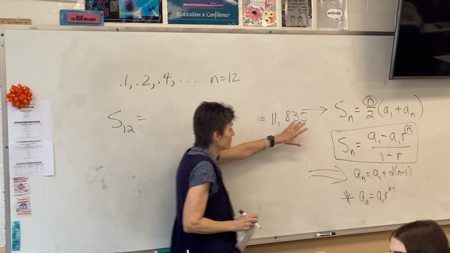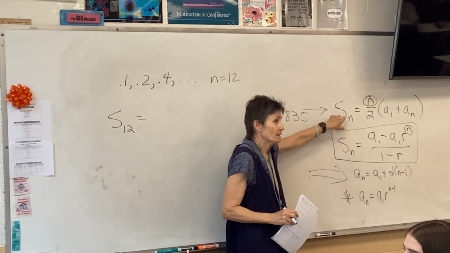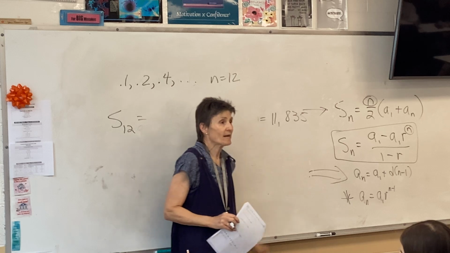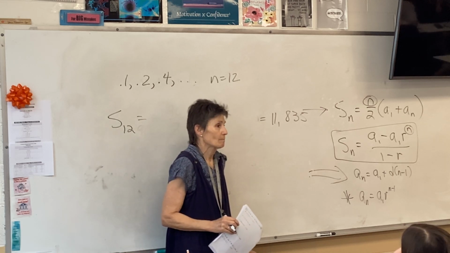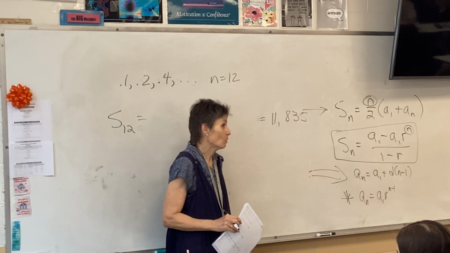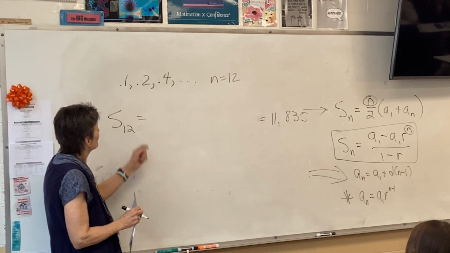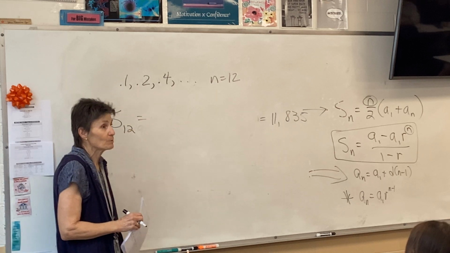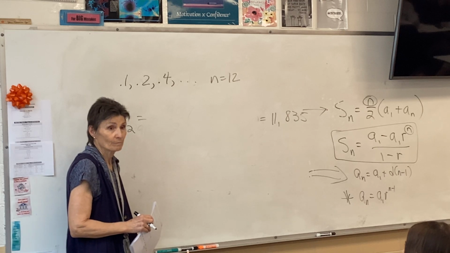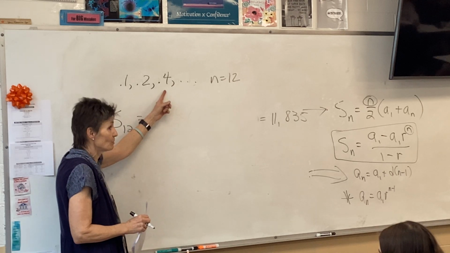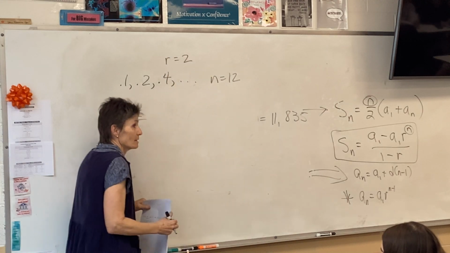I'm going to use one of these 2 formulas. Oh, I know what it is, my S formulas. And which one I use is going to depend completely on whether it's arithmetic or geometric. So let's see if we can figure that out. How are we getting from term to term? Times 2? Times 2? Times 2? So this is geometric and the ratio is 2.